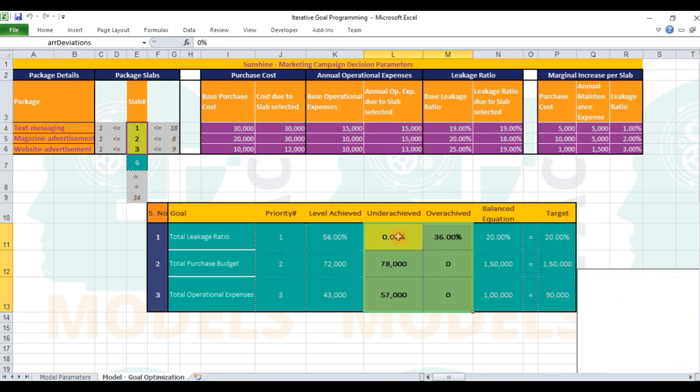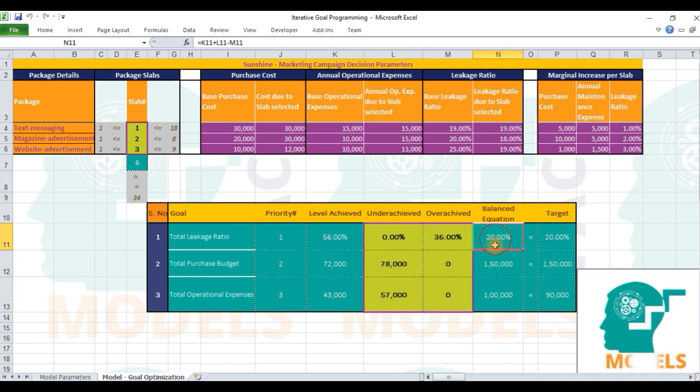The actual values achieved and these deviations from the targets, taken together, add up to these values under the column balanced equation. Obviously, these values, collectively denoted by the named array, or balanced_equations, must equal these target values, denoted by this named array, ARR targets.